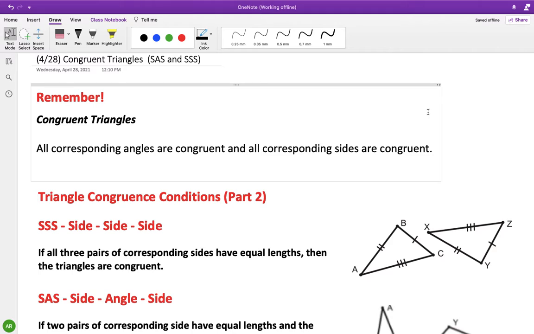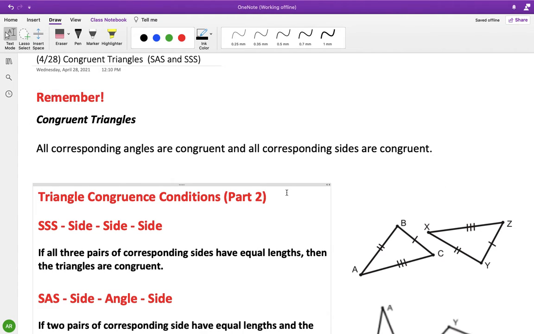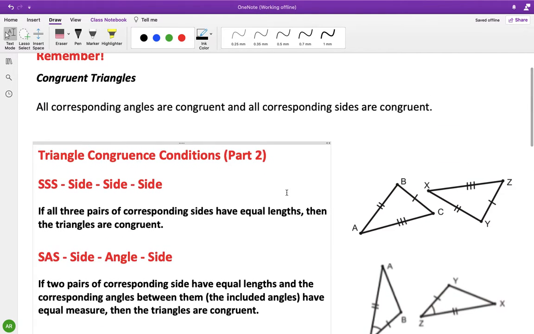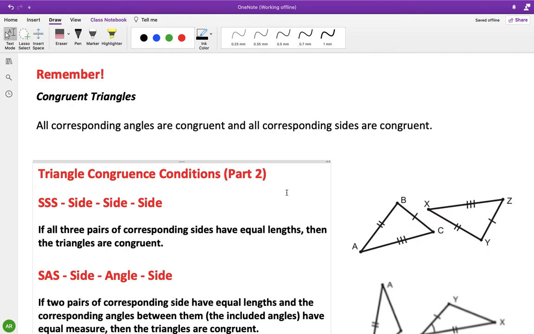All right. So last time we talked about angle side angle. Today we're going to talk about side side side, or SSS, and then side angle side, and then we're going to briefly talk about hypotenuse leg, which is kind of inferred based on what you already know about the Pythagorean theorem. All right, so side side side: if all three pairs of corresponding sides have equal lengths, then the triangles are congruent.